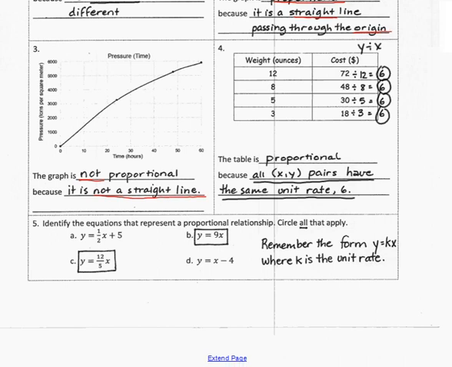Question 5, identify equations that represent a proportional relationship. These will be in the form of y equals kx, where k is the unit rate. So C and B are the correct answers. This is not proportional because of the constant 5, and this is not proportional because you are subtracting 4.